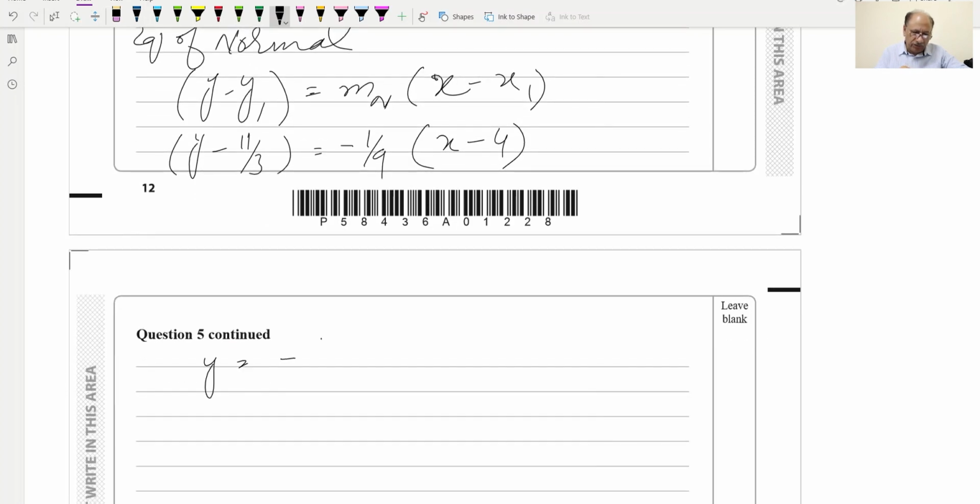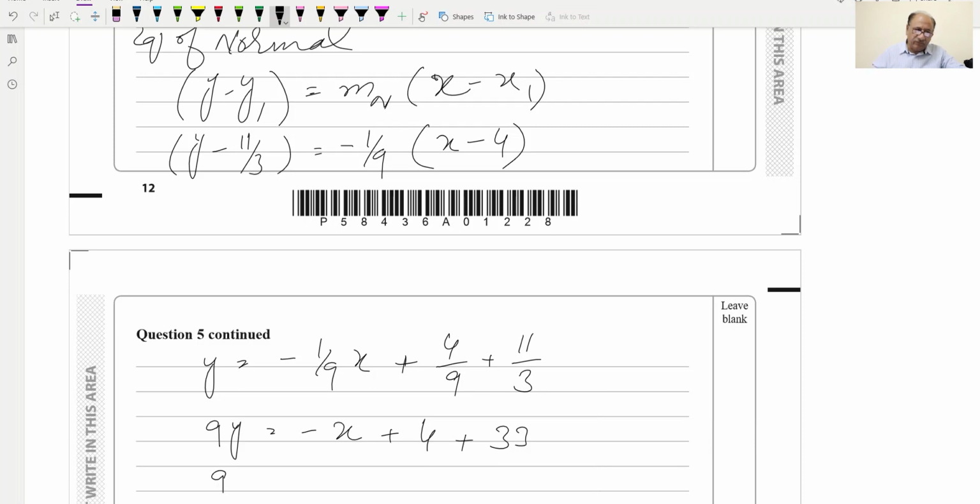y will be equal to minus 1 over 9x plus 4 over 9, and minus 11 by 3 we can shift to the other side, so it will be plus 11 over 3, and we can multiply the whole equation by 9, so it will be 9y is equal to minus x, plus 4, and this will be 33, so this will be 37.